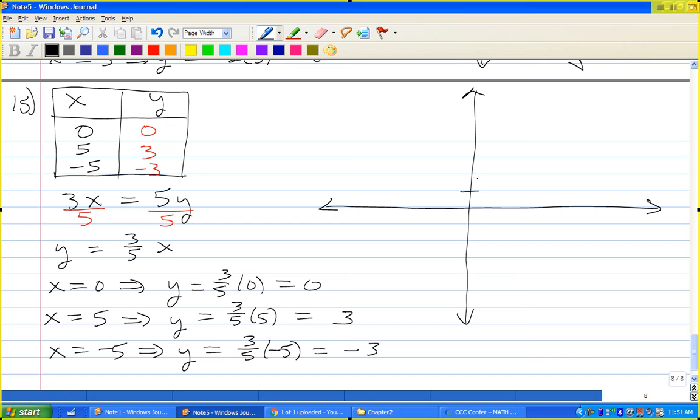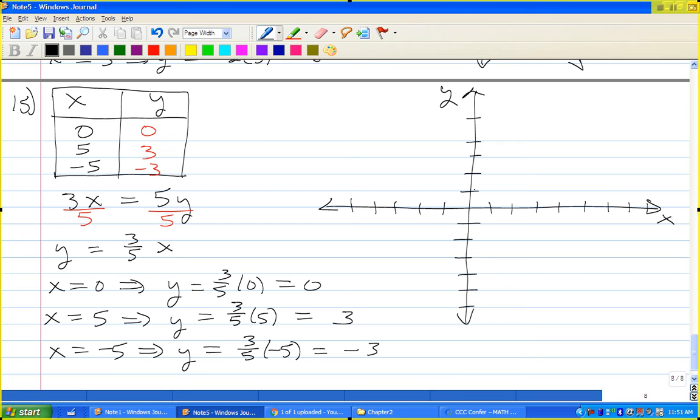Let's see if I have enough room. 1, 2, 3, 4, 5. Okay, 1, 2, 4, 5. Good. 1, 2. Ooh, just made it. Okay.